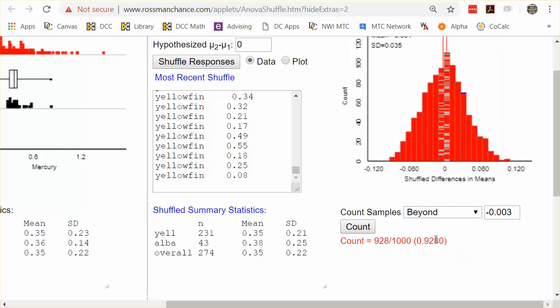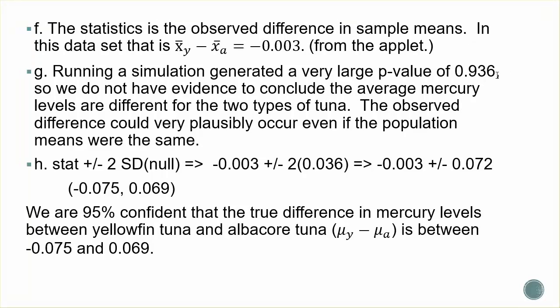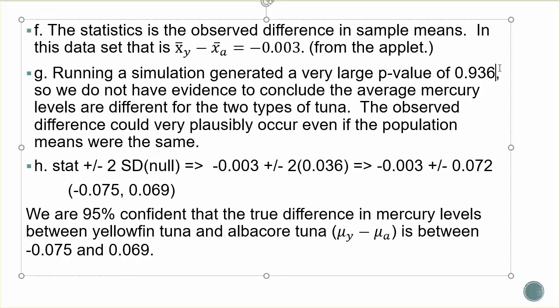So what's the p-value? 0.928? Okay. So I think the last time I did it, I got 0.936. When you do a simulation, the p-value is going to change slightly each time. So running the simulation generated a large p-value, so we did not have evidence to conclude the average mercury levels are different for the two types of tuna. The observed difference could very plausibly occur even if the population means were the same.